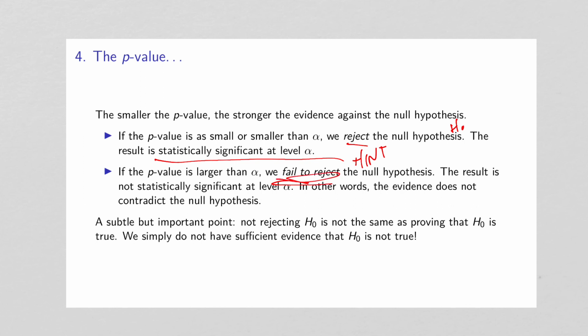The result is not statistically significant at level alpha. In other words, the evidence does not contradict the null hypothesis. Subtle but very important: not rejecting the null is not the same as proving that the null is true. We simply don't have enough evidence to say that it is not true. This really confuses people sometimes. You're not saying that it's equal, you're just saying that we don't have enough evidence to say that it's not equal.